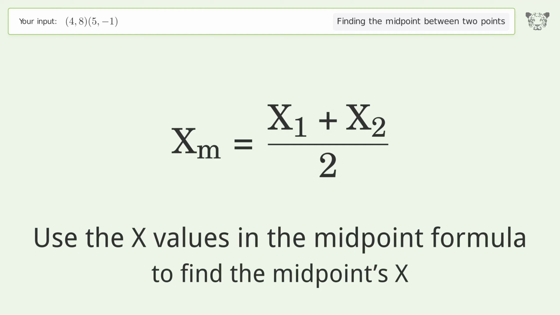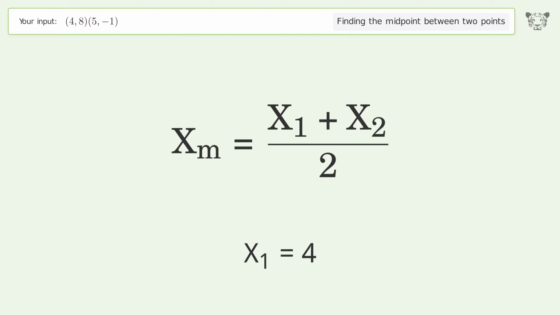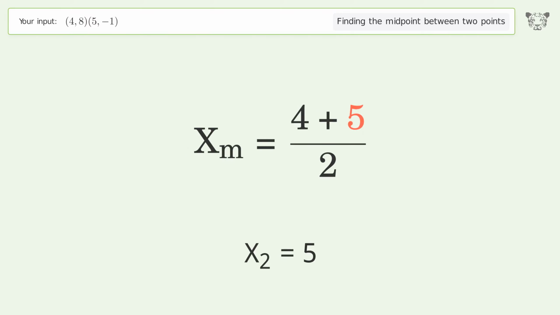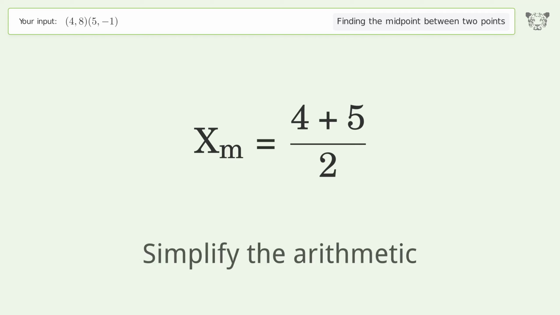Use the x values in the midpoint formula to find the midpoint's x. x1 equals 4. x2 equals 5. Simplify the arithmetic.